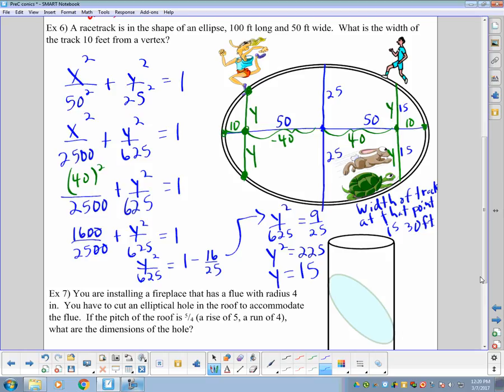So you're going to write a mathematical model. In this section, just an ellipse equation. And then plug in what you do know, either x or y. It could be either one, you know, solve for the other.